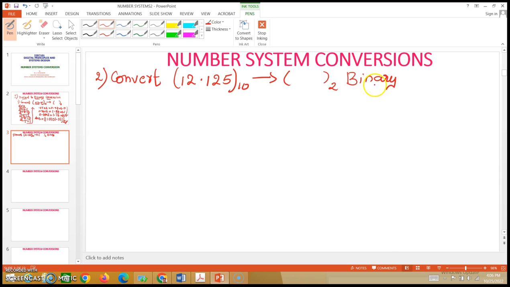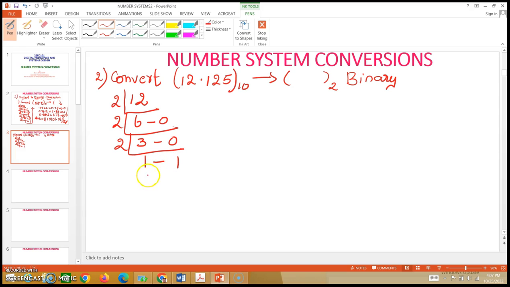In the last video itself I told that we first have to take the integer number. So 12, very simple, divided by 2. 2 6s are 12, so 0 is the remainder. Now divided by 2 once again. 2 3s are 6, so 0 is the remainder. Then again 2 1s are 2, then 1 is the remainder. Now we have to write the number from bottom to top.